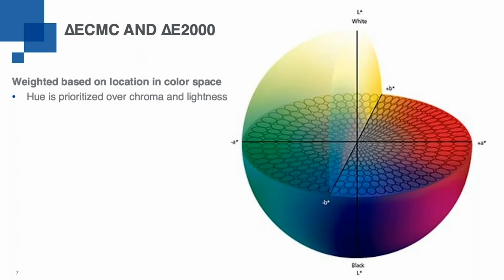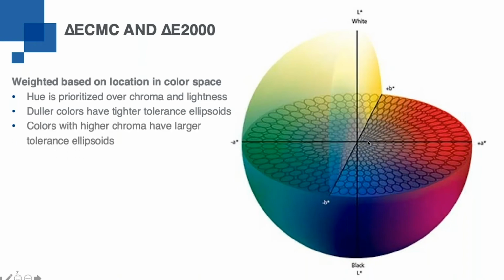So we allow the color to move more in chroma and lightness, but we don't allow it to move as much in hue. The duller colors have tighter tolerance ellipsoids, as you see towards the center of this model. They're much smaller ellipsoids as we get closer to gray and the pastels. And the more vibrant colors, as we get out towards the edge here, have much larger ellipsoids, allowing for a lot more movement in that color.